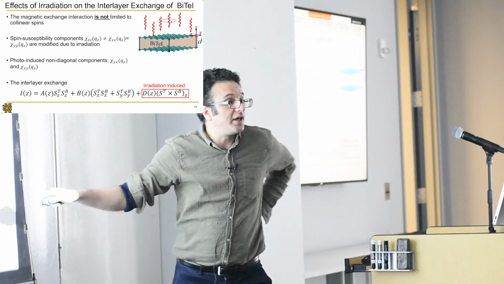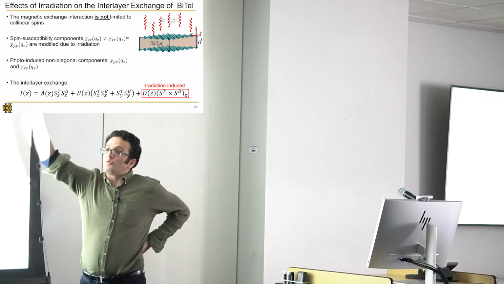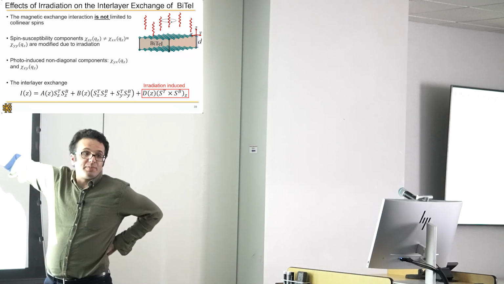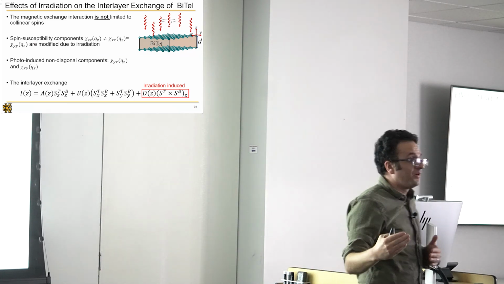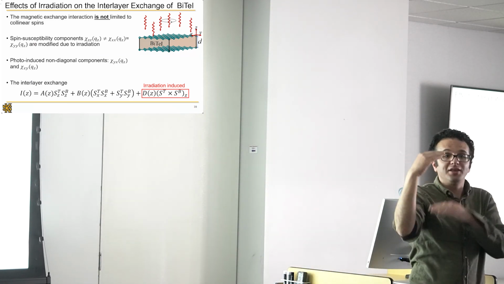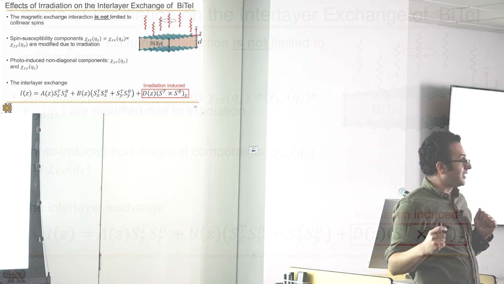Imagine that you have a ferromagnet with a spin up and a ferromagnet with a spin in the x direction without light. They do not talk to each other, but as soon as you shine the light, they magnetically couple. Okay, this is what I mean by non-collinear magnetic coupling.